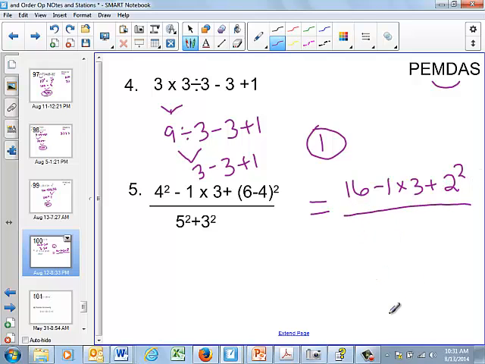Then on the bottom, I have 5 times 5, because it's 5 squared, so 5 times 5 means that that's 25. And 3 times 3 right here is 9. Okay, I'm going to go through and do my exponents next. So that becomes 16 minus 1 times 3 plus 4.